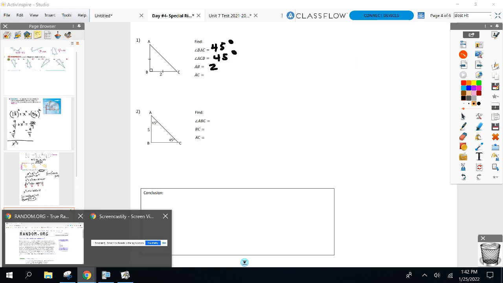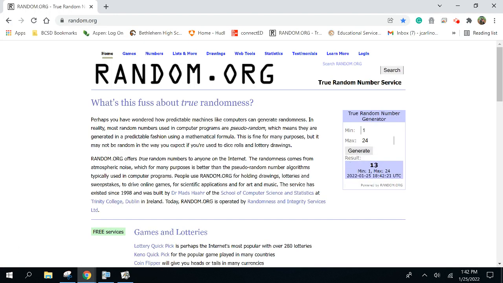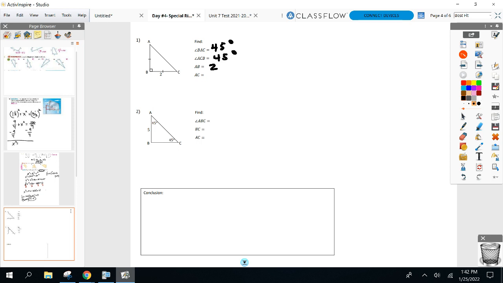2 square root of 2. Hopefully all of you did Pythag to find that, and it came out to be square root of 8, which breaks down, yes, into 2 square root of 2. Any questions there on those values? All right, go ahead if you haven't done so already. Number 2, find all those values now, please.